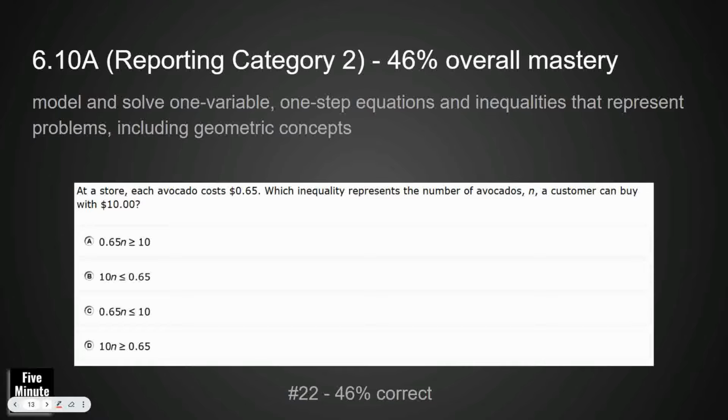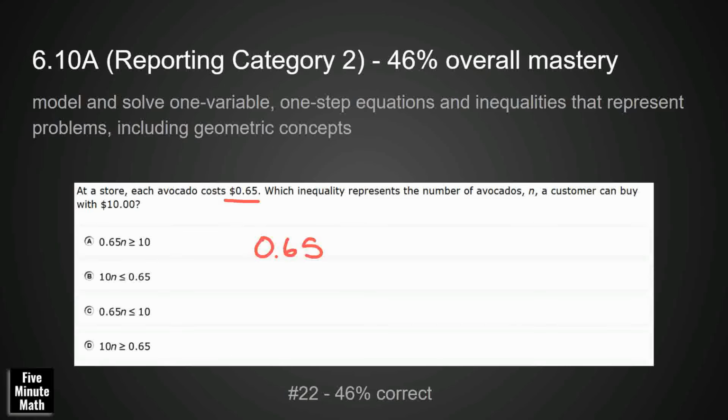Next, we're looking at 6.10a, 46% overall mastery. And we're just modeling and solving one variable, one-step equations and inequalities. And so we've got avocados. What do we have? We've got avocados. They are 65 cents each.